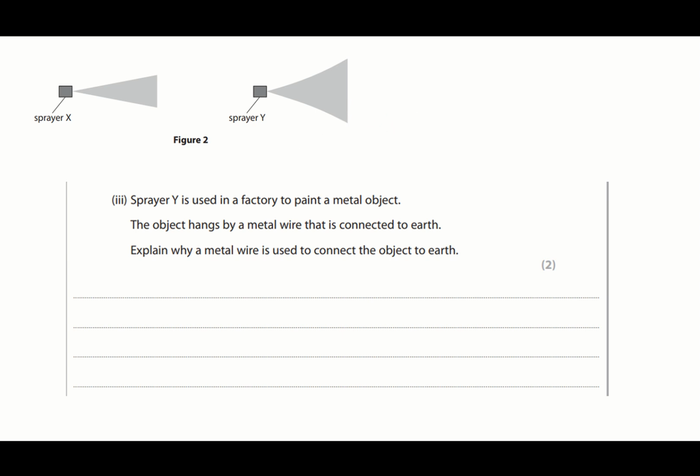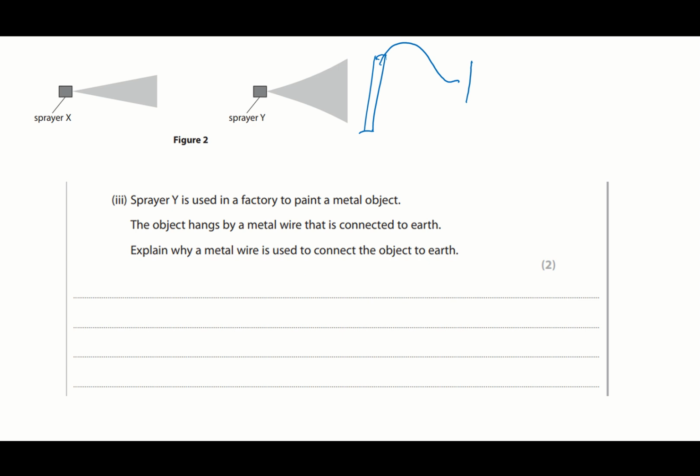So let's have a look at this question now. We've got this basic idea of positives and negatives being used to attract paint. It says the object hangs. So, okay, let's put an object here. And then it says it hangs on a metal wire that's connected to the earth. Okay, no problem. Why is a metal wire used to connect the object to the earth?